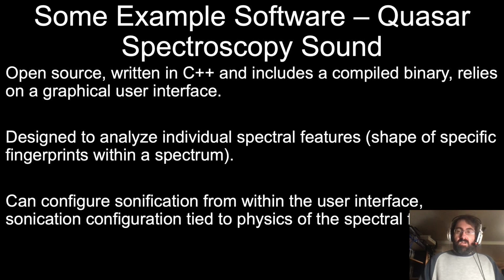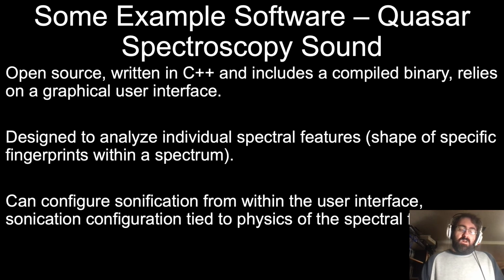And then the very last piece of software I'm going to talk about is called Quasar Spectroscopy Sound, or QSS. This is open source software. It's written in C++, not in Python, and includes a compiled binary, so you can get it running on your machines, hopefully pretty quickly. And it does rely on a graphical user interface.